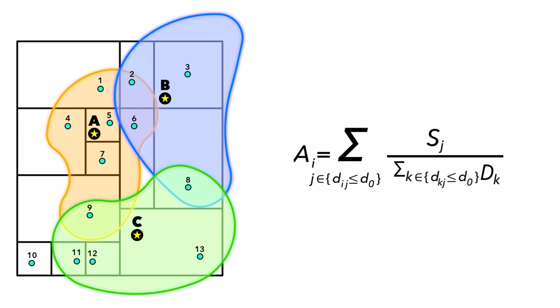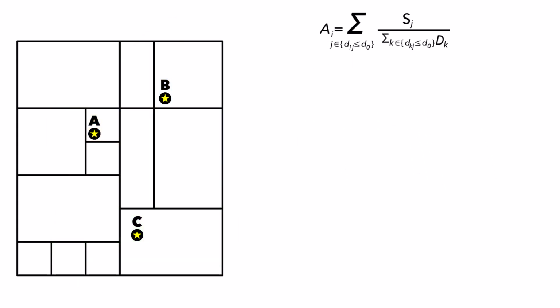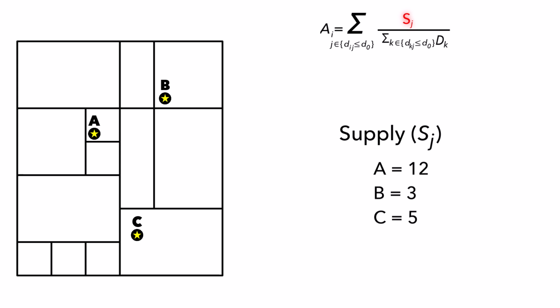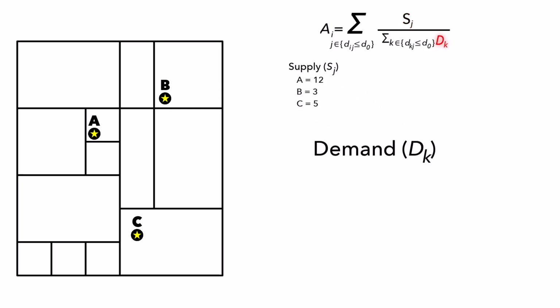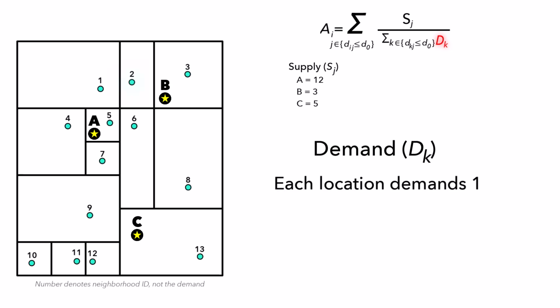If all that is still a little unclear, don't worry. We'll work through an example to show you how each of these steps works. First, we'll need to know how much supply there is at each facility. We can imagine this is the number of doctors working at each facility. In this case, Facility A has 12 doctors, Facility B has 3 doctors, and Facility C has 5 doctors. Second, we need to know what the demand is for each neighborhood. In this case, to keep it simple, let's just say that each neighborhood has 1 person demanding healthcare.